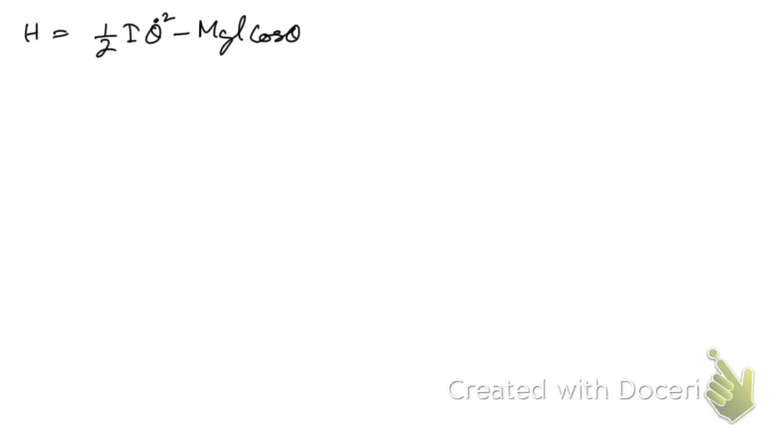So here we have already got that p_theta is equal to I theta dot, right? And from here we can replace theta dot by p_theta by I. So if we do so, theta dot is replaced by p_theta by I.